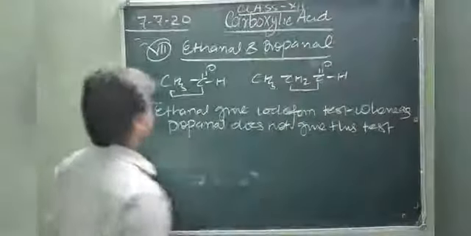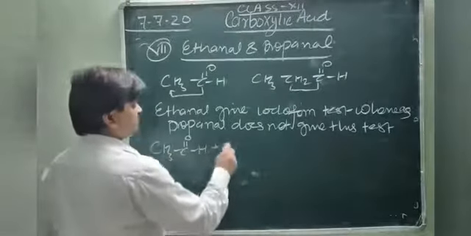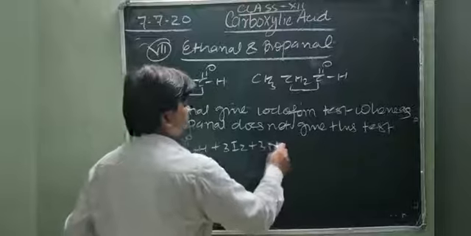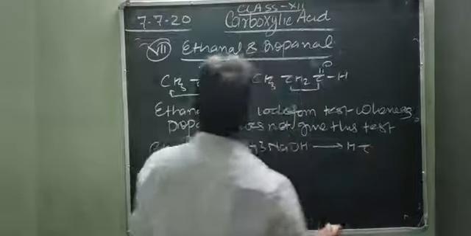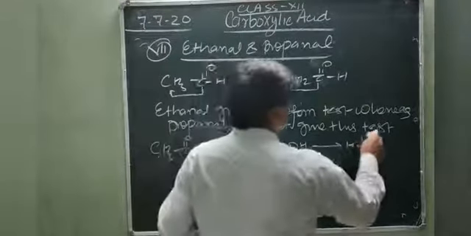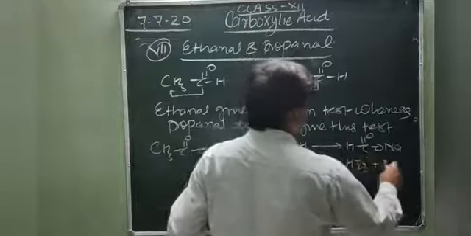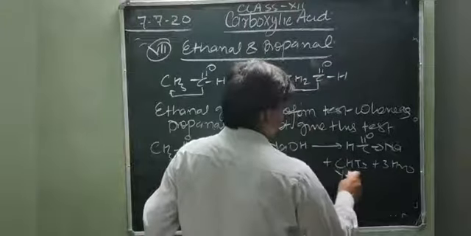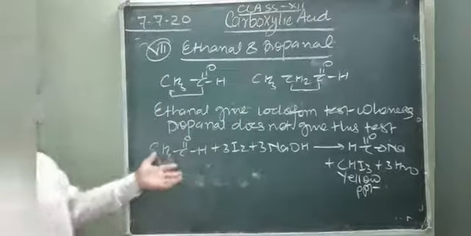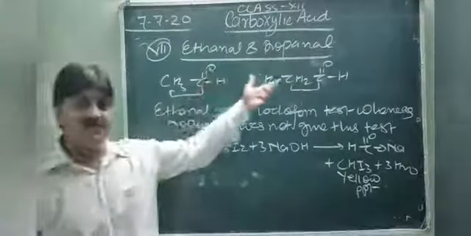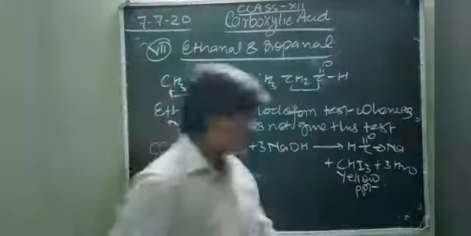So what will be the reaction of this compound? This is CH3CH2OH plus 4I2 plus 6NaOH, forming HCOONa plus CHI3 plus 5NaI plus 5H2O. So this is the yellow precipitate of iodoform. So ethanol gives the iodoform test, and this is propanol, which does not give. So this is question number 12.13, we have completed. Next question 12.14.